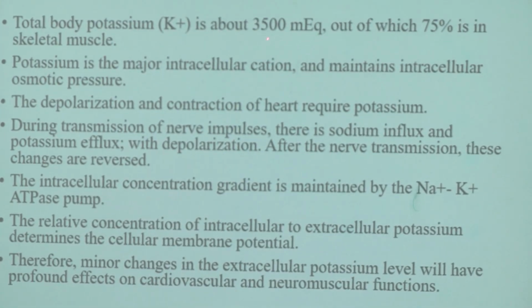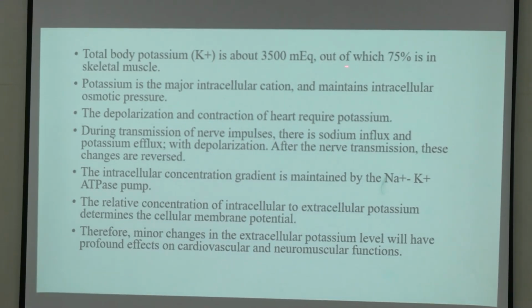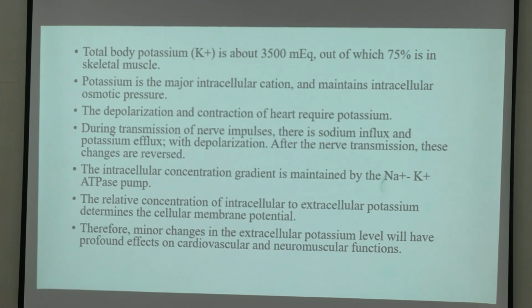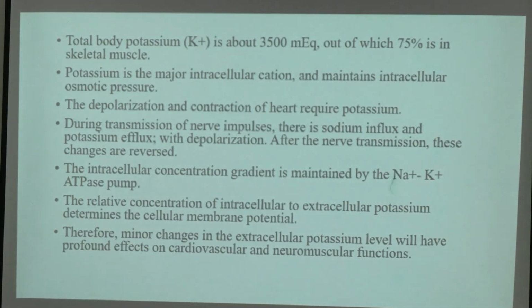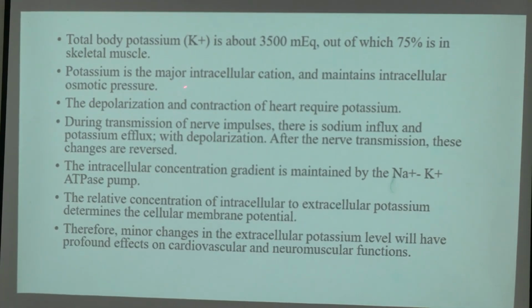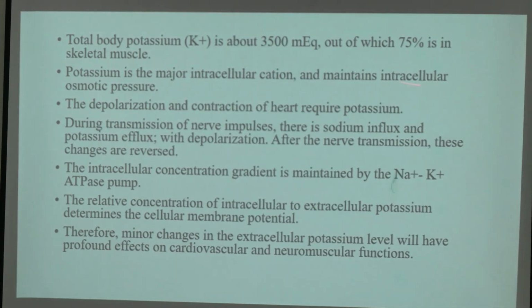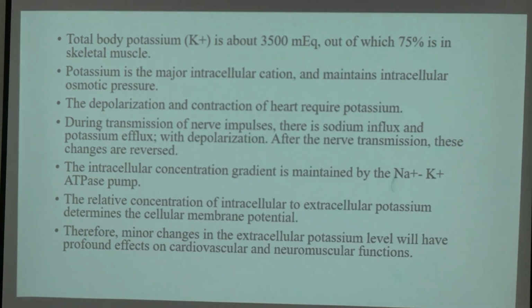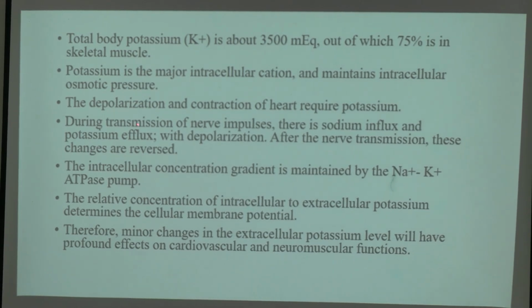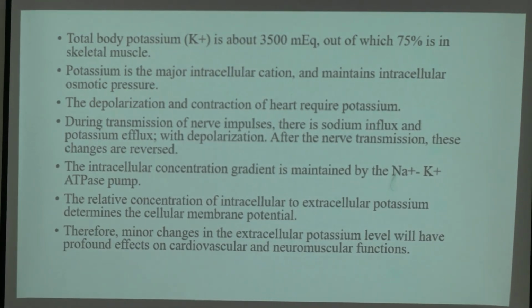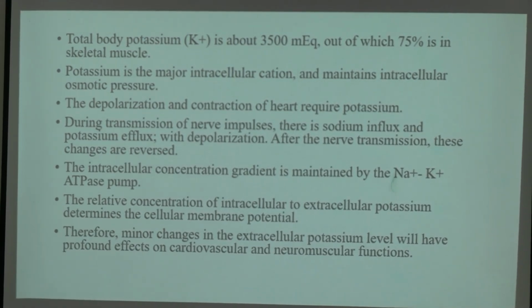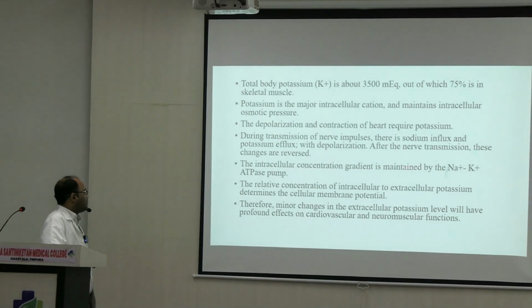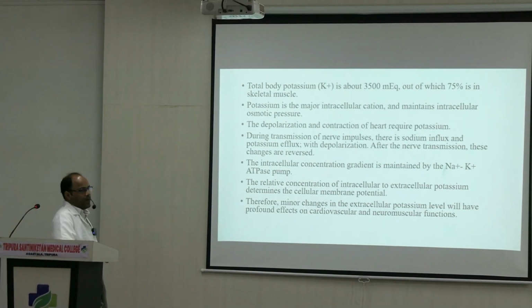Total body potassium is up to 3500, of which 75% is in skeletal muscle. It is the major intracellular cation and maintains intracellular osmotic pressure. It also takes part in depolarization and repolarization. The conduction of the heart requires potassium. It is also part of the sodium potassium ATPase pump. Minor changes in potassium have a profound effect on the heart.